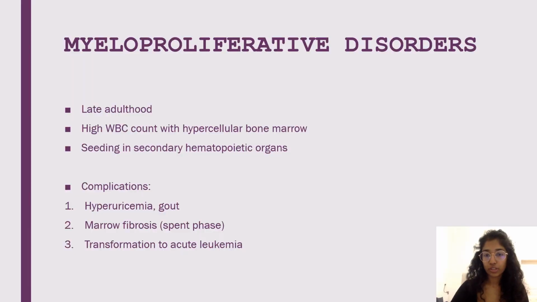So those were all the leukemias except for CML, which we will cover in myeloproliferative disorders. So myeloproliferative disorders are generally disorders affecting the late adult population, and this is characterized by the presence of a high number of white blood cells present in blood, and you'll have the presence of a hypercellular bone marrow.